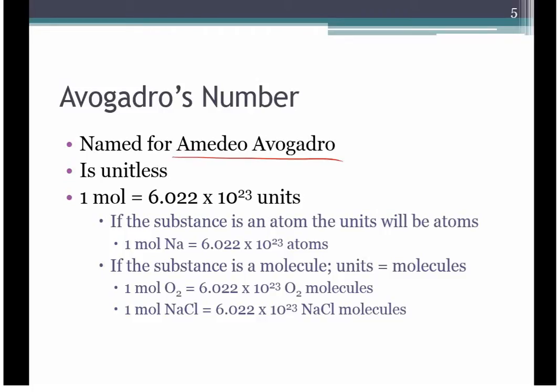It is unitless, guys. So if we're talking about something that's an atom, say something like sodium, 1 mole of sodium is going to contain 6.022 times 10 to the 23rd atoms of sodium, because this is an atom. If we're talking about O2, O2 is a molecule. It's two oxygen atoms bonded together. 1 mole of oxygen is going to contain 6.022 times 10 to the 23rd O2 molecules. Same thing here. 1 mole of sodium chloride is going to contain 6.022 times 10 to the 23rd sodium chloride molecules. It's important to remember that this is unitless, because it's really hard sometimes for students to remember. You don't necessarily go from moles to atoms. You could be going from moles to molecules.